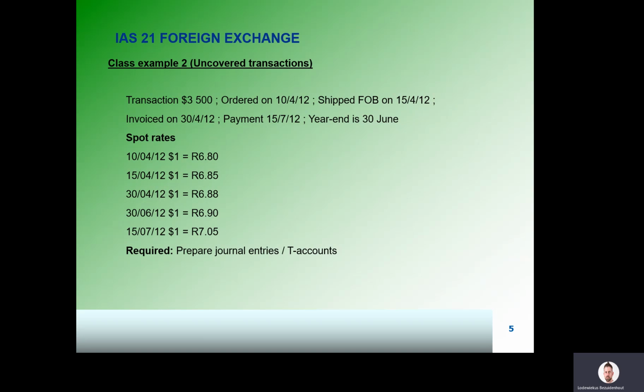So if you look at the rates, the transaction rate is 685. The year end rate is 690. So there's an increase in the rate. Because there's an increase in the rate, there must be a foreign exchange loss. And then from year end to the payment date, there is also an increase in the rate. So we will make another foreign exchange loss in the next financial year when we make the final payment.